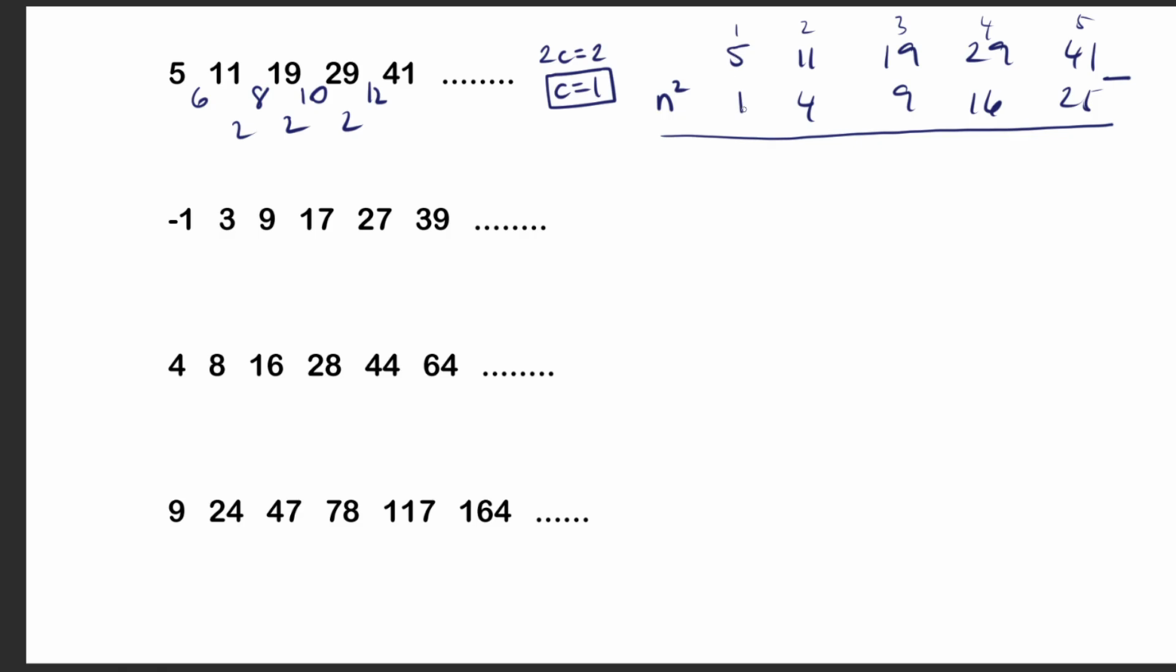So 5 take away 1 is 4, 11 take away 7, sorry, 11 take away 4 is 7, 19 take away 9 is 10, 13, and 16. Now if we look at this sequence that we're left with, we can see that it's a linear sequence, and it will always be a linear sequence. You can see it's going up by 3 each time. So what we do is we find the formula for these numbers.